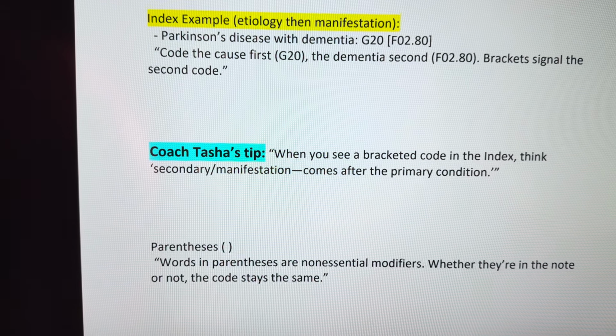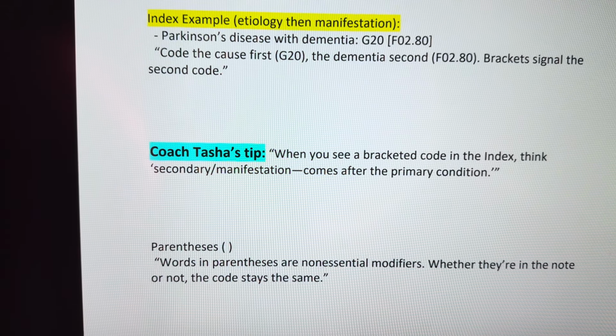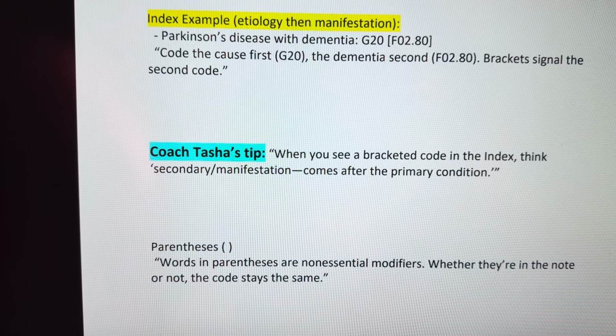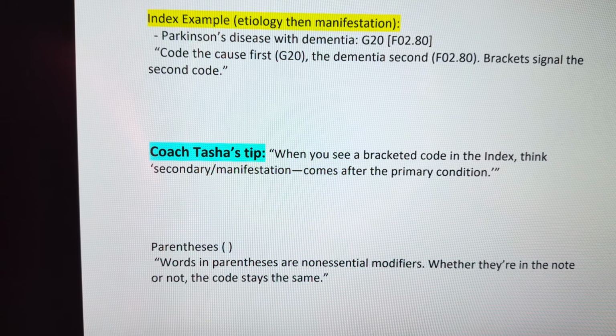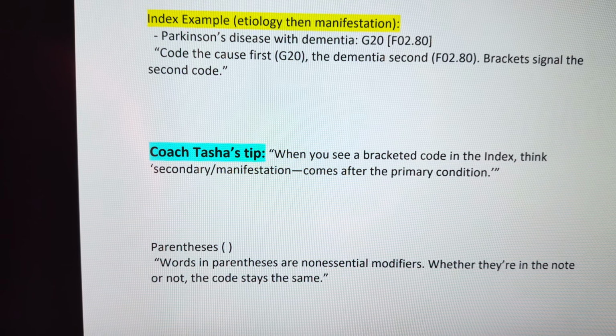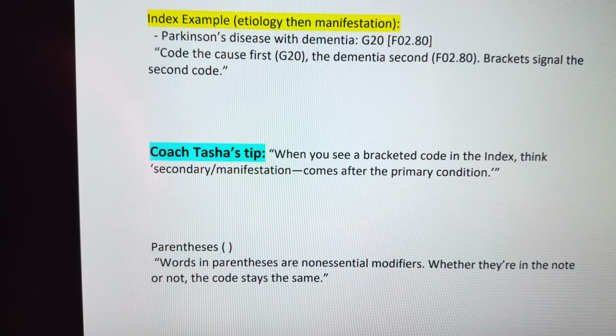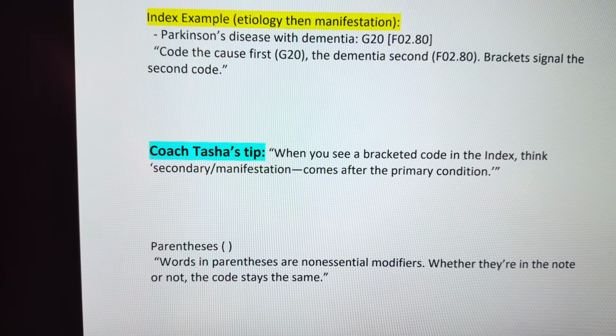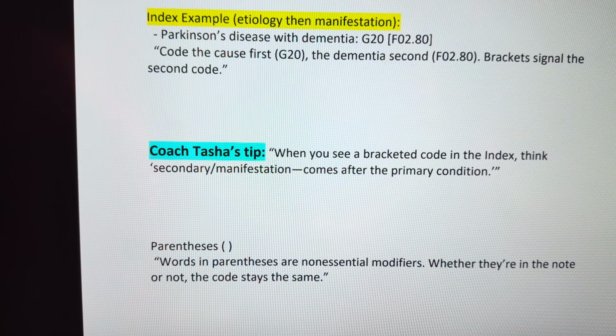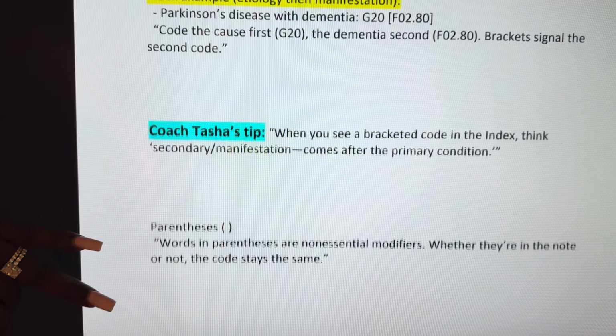Let's look at brackets. Brackets do two things. In the index, the alphabetic index, that's the first half of the ICD-10-CM book, bracketed codes are manifestations that you code second. In the tabular, brackets can show synonyms or explanations. Let's look at what that looks like.